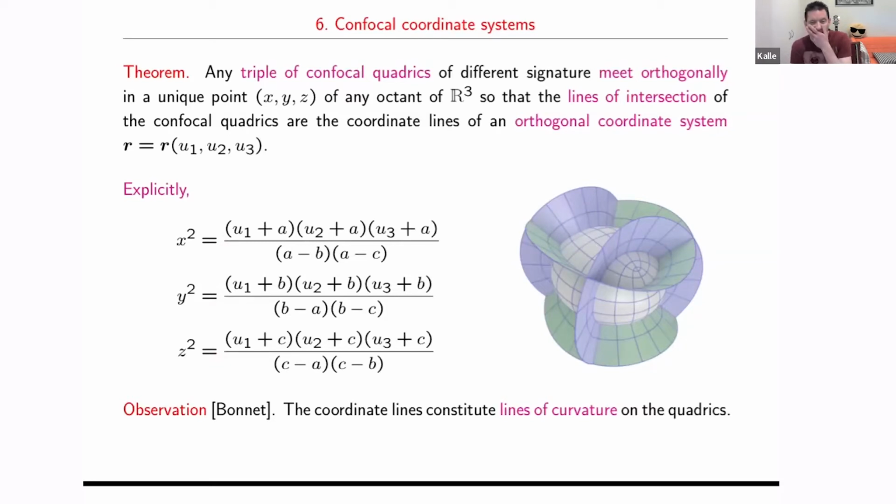All right, so now since we have an orthogonal coordinate system, well, that's a classical theorem. I think it's due to Bonnet. Those coordinate lines are actually lines of curvature on the quadrics. So this would be a line of curvature on the ellipsoid. Okay, so you can see the connection already with our lines of curvature that I talked about some time ago.